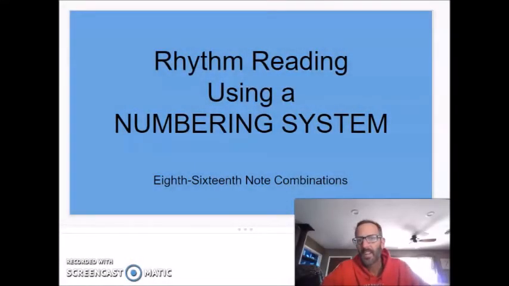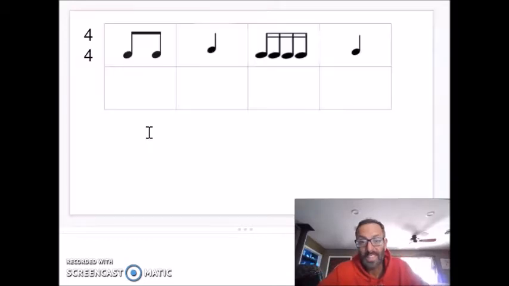Hello students, another rhythm reading using the numbering system lesson, boys and girls. This is new information and it's kind of tricky, so listen up. Let's review how to read these rhythms. Are you ready? And a review now.